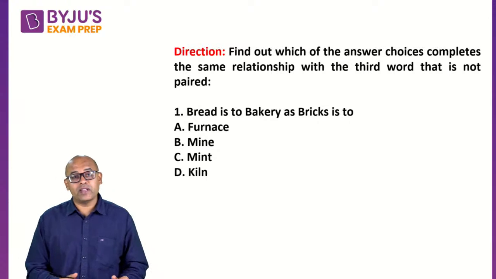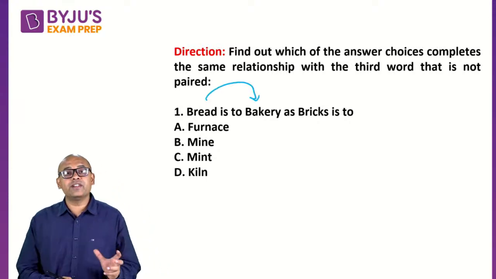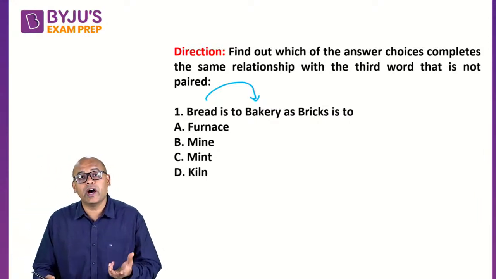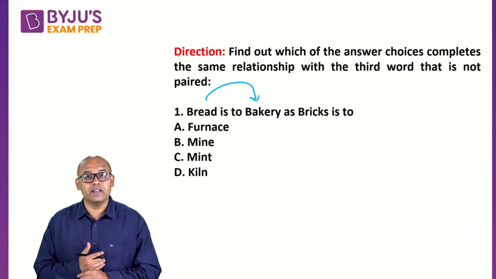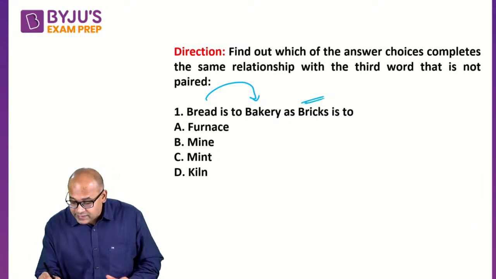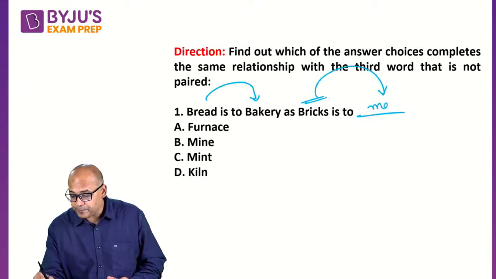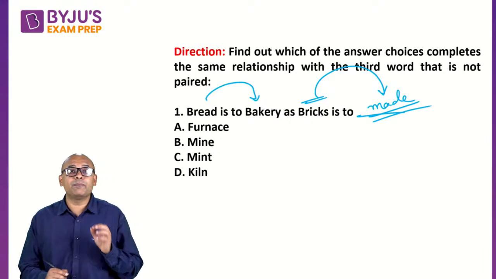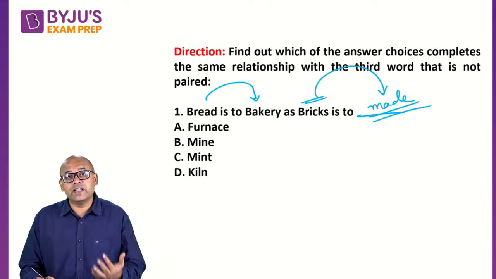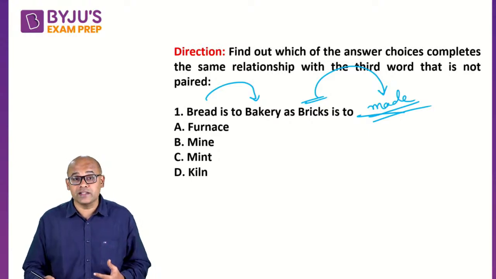Right, so let's take a look at what is happening here. Bread is to bakery. Now, what is the relation between bread and bakery? Bread is sold or rather made in a bakery, right? A bakery makes bread. So bricks is to what? So this should be the place where bricks are made. Now, what is the place where bricks are made? That's the question you need to answer. And for this, you need to know some idea about English language. Otherwise, you can't answer this.